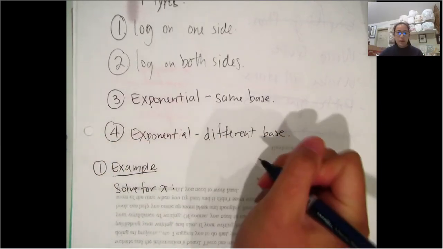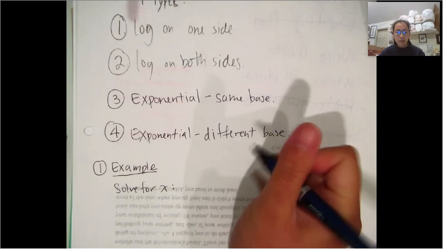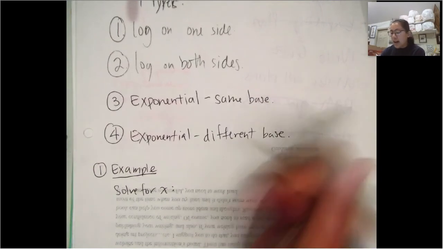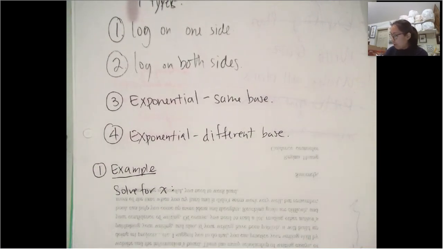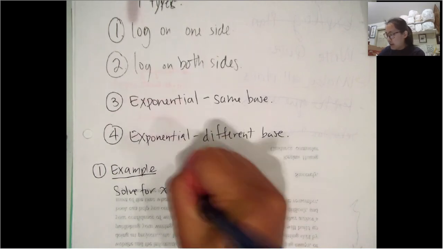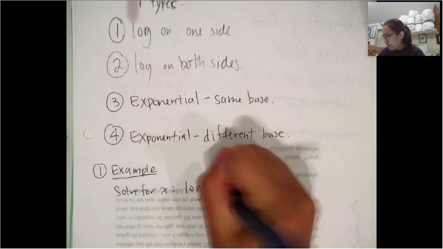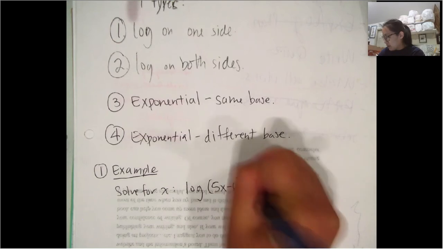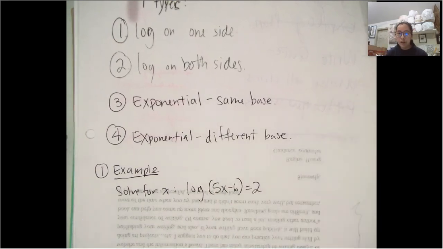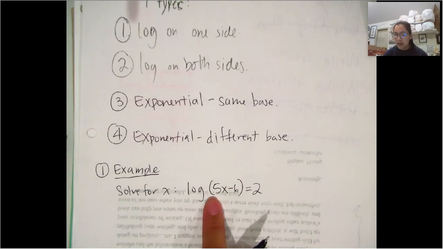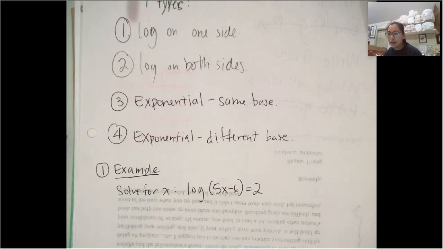Okay, so the first type we're going to go through is log on one side. So I'm going to go ahead and do an example of that. For example, we're going to solve for x, given that we have log of 5x minus 6 equals 2. So my question for you is, when it says log of 5x minus 6 and there is no base, what base do we have to imply is there? Well, that would be a base of 10.